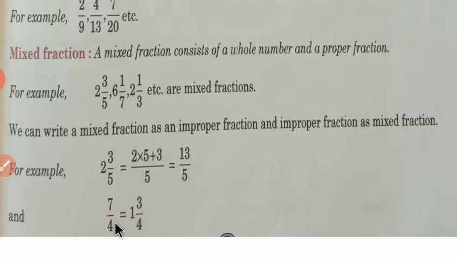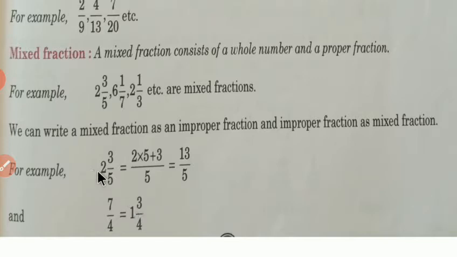So if you divide this, 4 ones are 4 and 3 remainder will be there. So the remainder you have to write on the top and the denominator as it is, and the quotient, the answer which comes, you have to write in between. So you can check this one: 4 ones are 4, 4 plus 3 is 7, 7 upon 4.